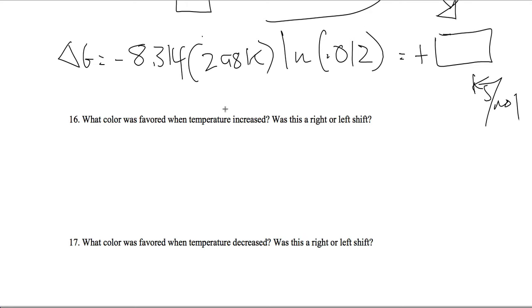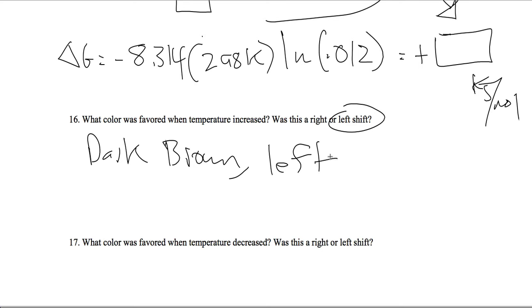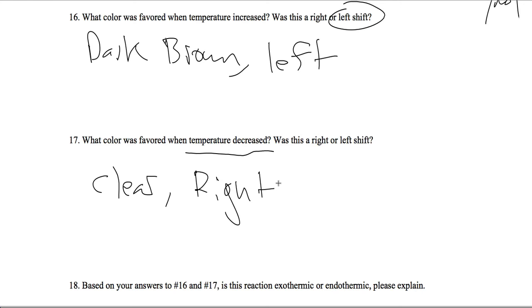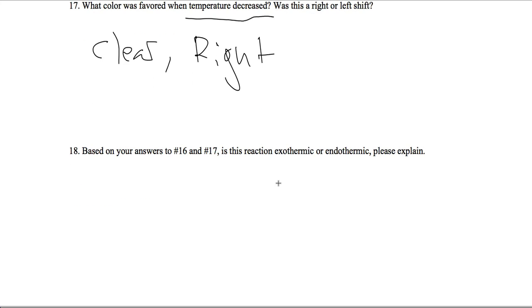Okay, what color was favored when the temperature was increased? Okay, that was dark brown. And that was a left shift. Okay, what color was favored when the temperature decreased? Okay, that was clear. And that was a right shift. Based on your answers to 16 and 17, is this reaction exothermic or endothermic? Okay, it's going to be exothermic, and here's why.